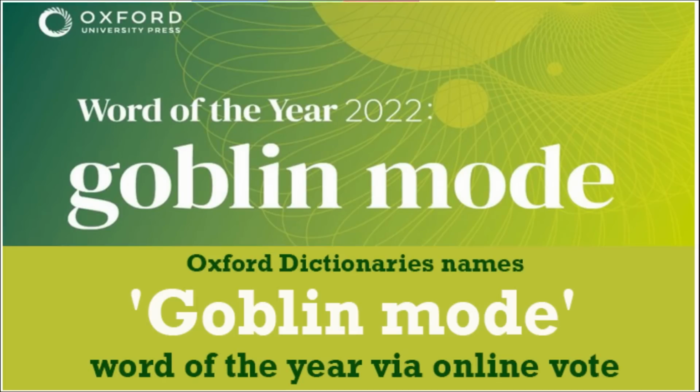Next we are talking about Oxford. Recently, what is the Oxford's word of the year 2022? It is goblin mode. All right, goblin mode means, what is this word of the year for 2022? This means word of the year via online vote. But we know word of the year are basically defined by how people vote for them, or it is based on the maximum number of searches.